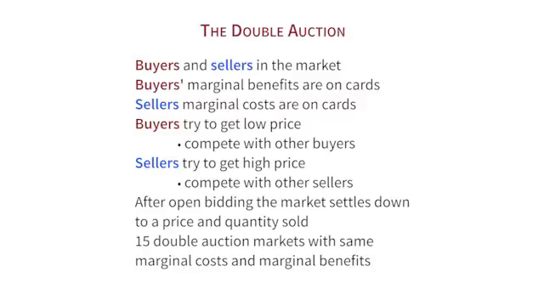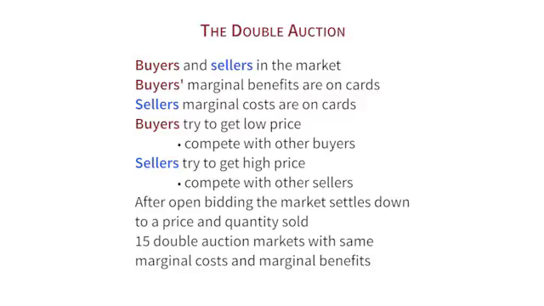Buyers, of course, are going to try to get the lowest price they can for what they're getting in the market, but they'll be competing with other buyers in the market. Sellers are going to try to get the highest price they can for what they're producing, but they're going to be competing with other sellers in the market. So that's the nature of the competition, and you can see that when you watch or participate in these kinds of markets. After a while of open bidding, it's going to look chaotic as people are trying to buy or sell a certain amount of the good, but the market will settle down to a price and a quantity sold.